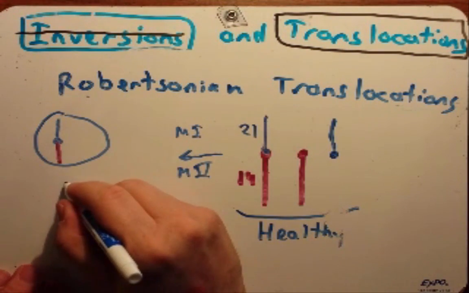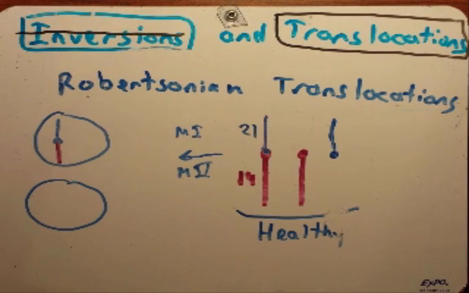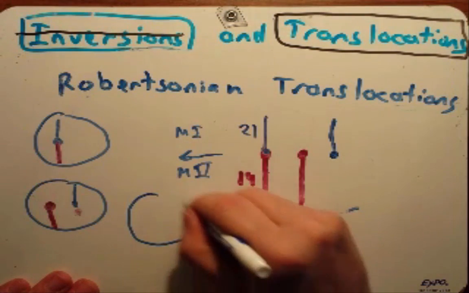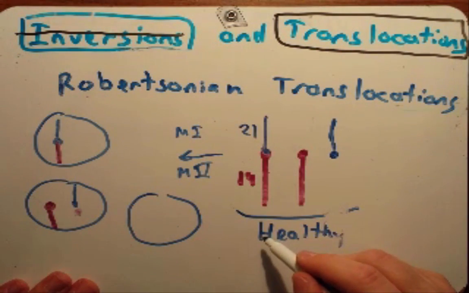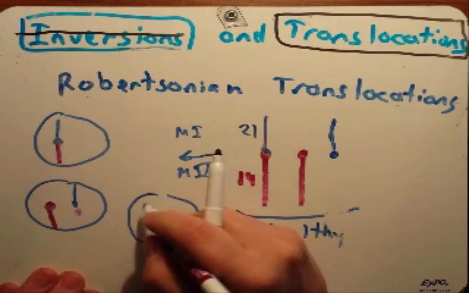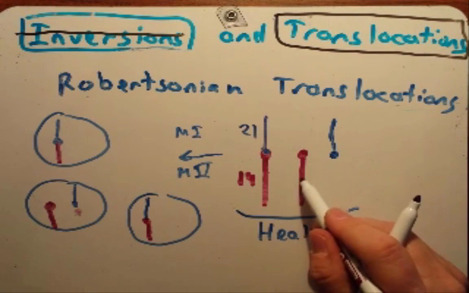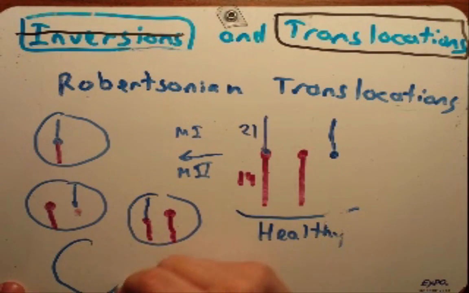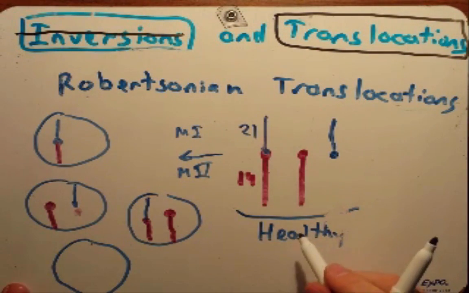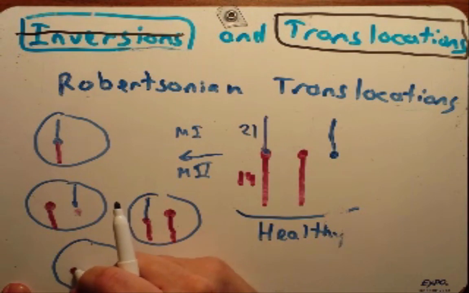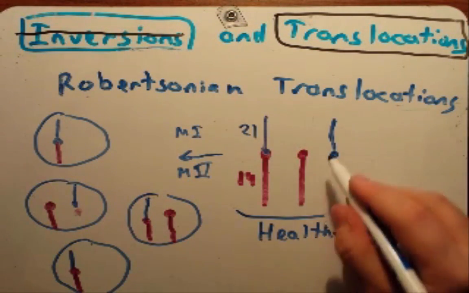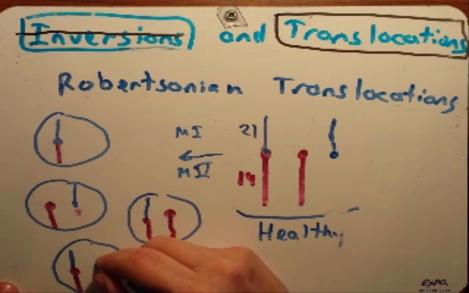You could get a gamete that has this in it. You could also get a gamete that gets this chromosome here, the translocated one, plus one of these. Then we'll draw the third option here. You could also get this chromosome, the translocated chromosome, and 21 by itself.